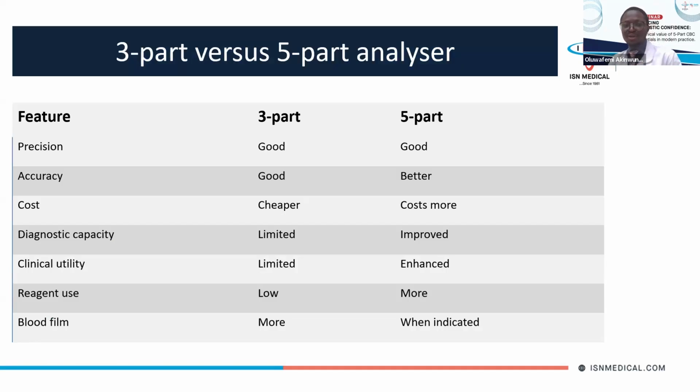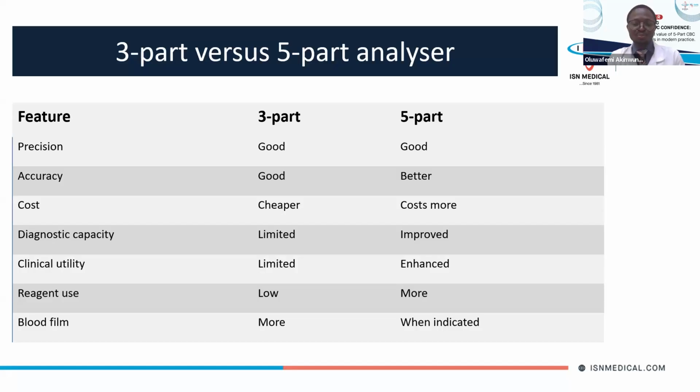In terms of precision, both are good. But for accuracy, the 5-part analysis tends to be better. For instance, if you have a sample where the mid portion of a 3-part analyzer is increased, when doctors see that, we're a bit concerned because abnormal cells tend to have larger size. They tend to be larger.